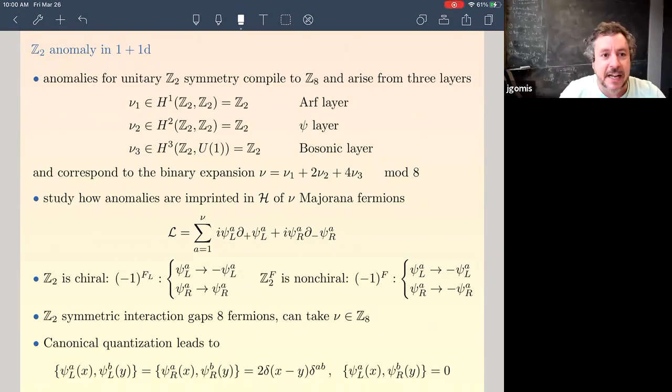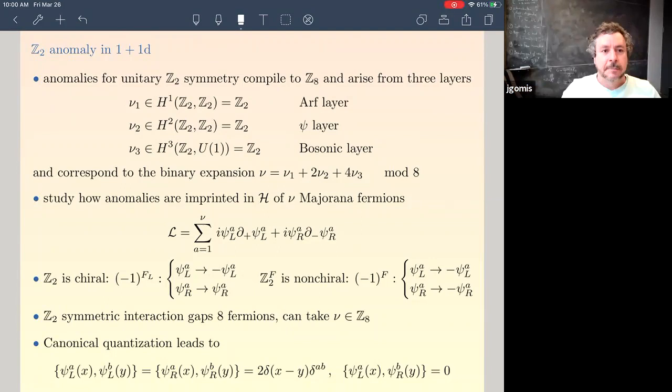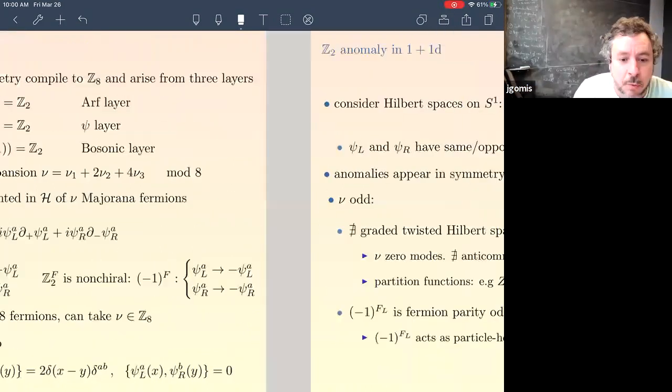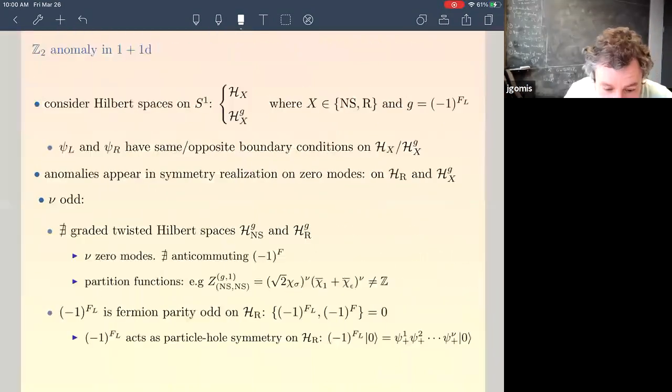The twisted Hilbert space, again, is able to detect the anomalies by one of these properties: either the Hilbert space not being graded, or the symmetry becoming anti-commuting, or the symmetry being projected. But I don't really have time to go into this. If you want, you can look at the slide. I don't know if I can send the slides if people want, if they want to see the details.